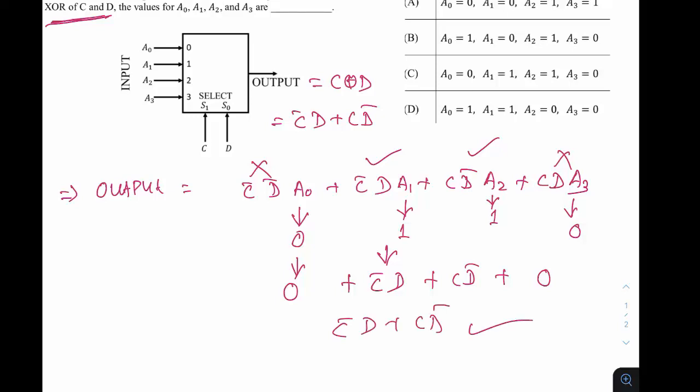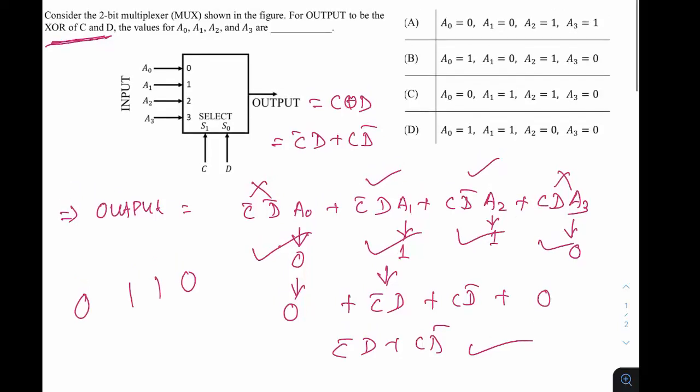So what are the things we have done? A0 is 0, A1 is 1, A2 is 1 and A3 is 0. So the pattern is 0 1 1 0. This is not the option, this is also not the option. 0 1 1 0, this is present. This is the answer. And anyway, D is also not correct. So the answer is C. So very simple and straightforward question. You need hardly 10 to 15 seconds to answer this. Answer is option C.